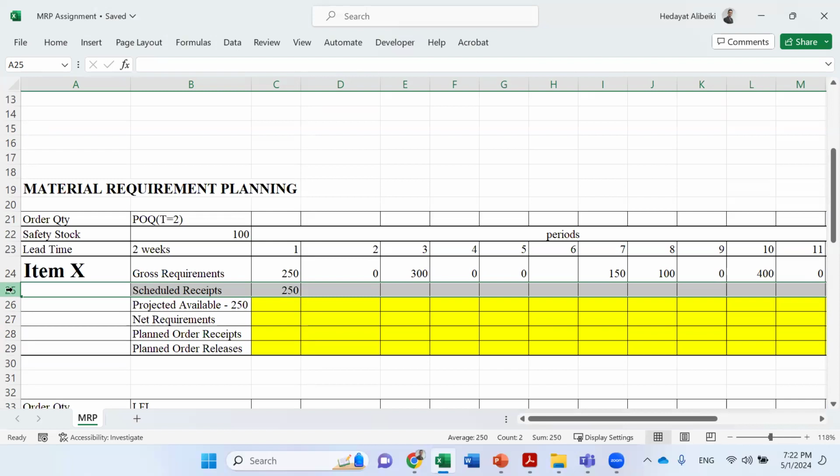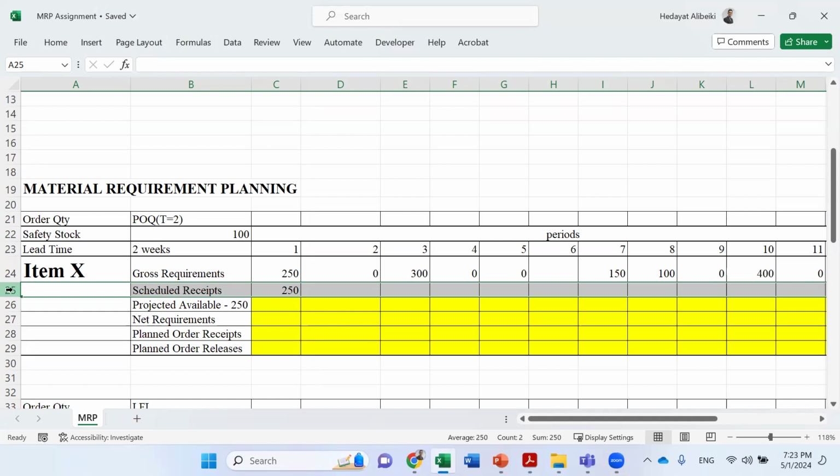For gross requirement, yes, we need to calculate it. Gross requirement is the first thing that we need to calculate. The second thing, we need the net requirement. Then, based on the net requirement and the safety stock, we decide about the order receipt and release of order, and then we go on to calculate the end of period inventory. Okay?